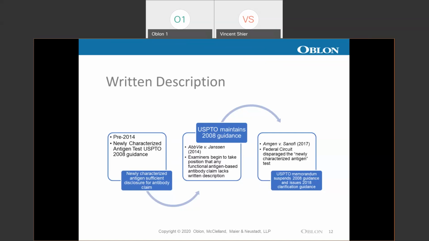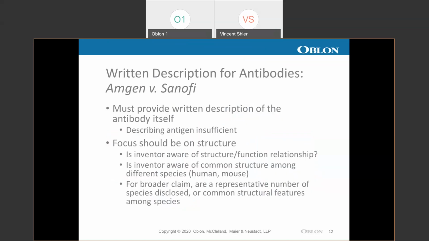Sanofi, though, argued that the disclosure of an antigen cannot satisfy the written description requirement for a claim to an antibody. In this case, the Federal Circuit actually did not issue a final decision on the merits of written description, but remanded the case for further consideration by the district court. The Federal Circuit disparaged the newly characterized antigen test as allowing patentees to claim antibodies by describing something that is not the actual invention, the antigen.